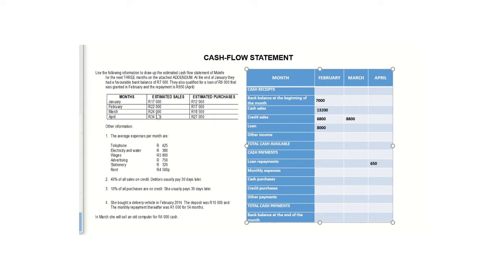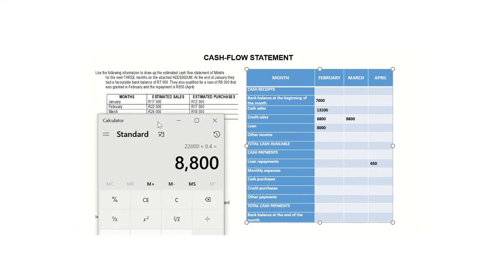We have to go to our next transaction, which is happening when? In March. So in March, we are given 24,000 as our estimate. 24,000 rand is estimated to be total sales. The same principles apply, which means 40% is going to be credit and the 60% will be cash.